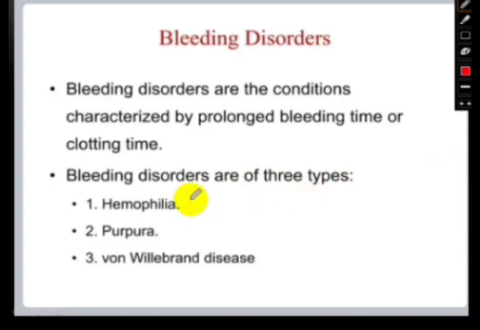There are 3 main types of bleeding disorders. Right? The first one is hemophilia, and then we have purpura, and then we have von Willebrand disease. What is hemophilia? Yes, what is hemophilia? Hemophilia. What is hemophilia? I will begin to call names. What is hemophilia? Where is it from?